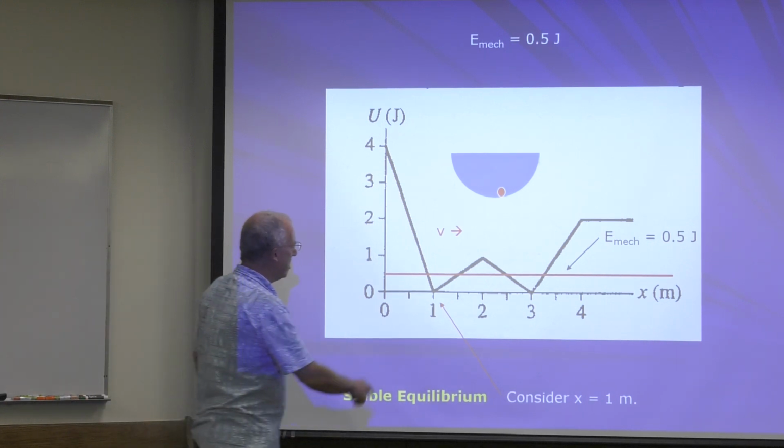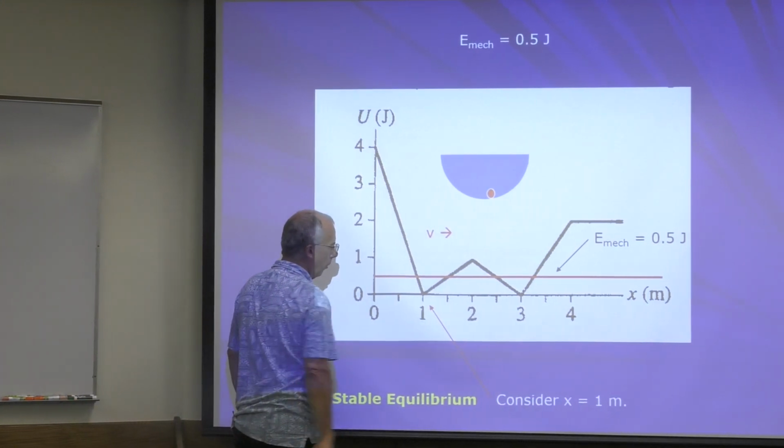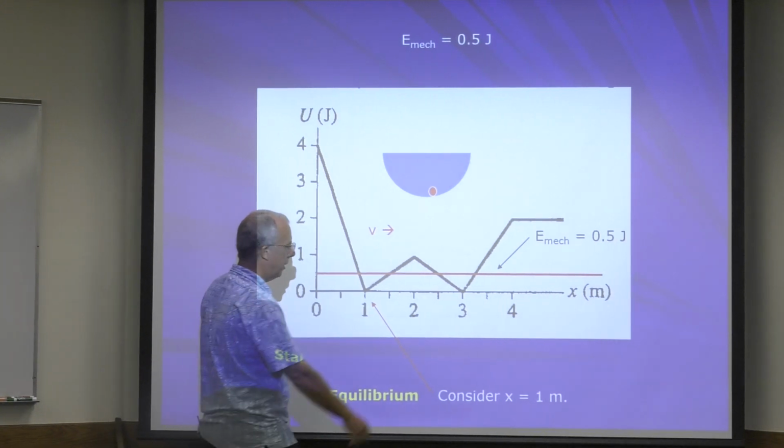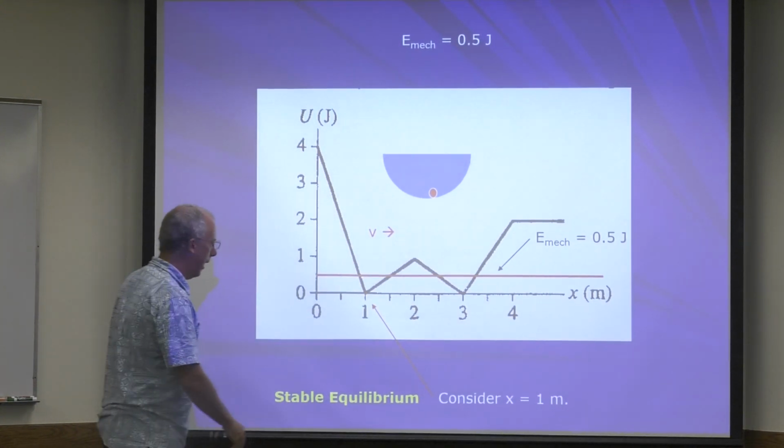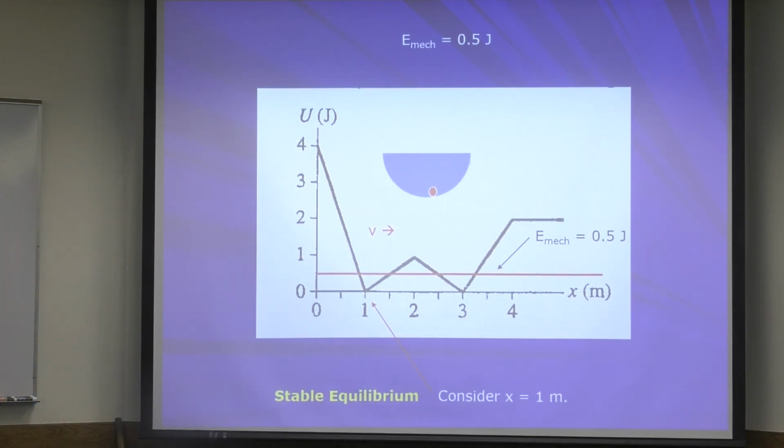So this is a stable equilibrium point, x equals 1. Where's another one? x equals 3 meters, right? So these are both stable equilibrium points, x equals 1 meter and x equals 3 meters.